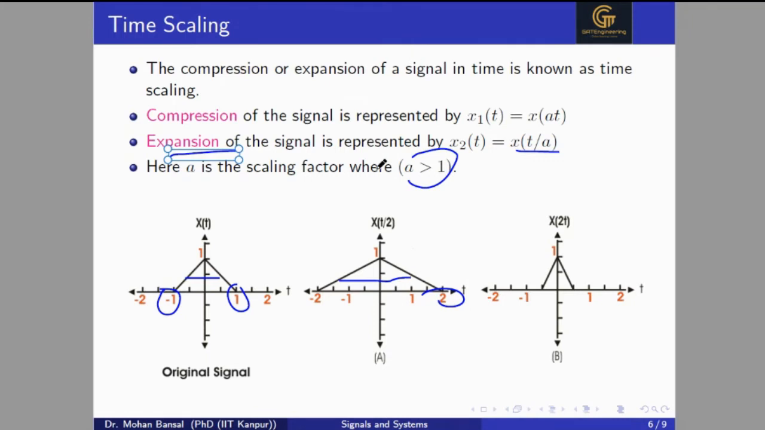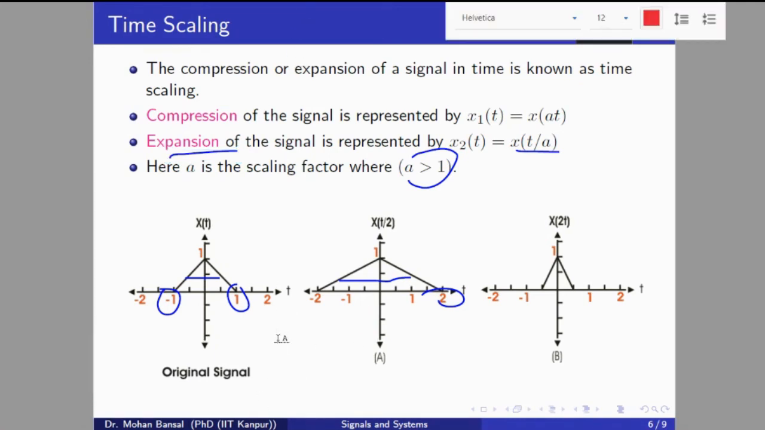But why are we getting expansion of the signal by t divided by a? In the same way we visualize here, write t1 divided by 2 is equal to t. We have to map the signal from t to t1. So t1 will be equal to 2t. Here we are multiplying t by 2. So minus 1 in x(t), in x1(t) or x(t/2), will start from minus 2. So 2 is multiplying through the whole axis.